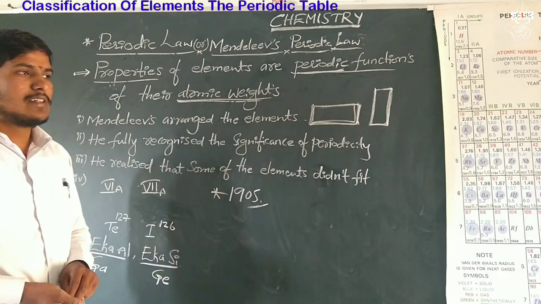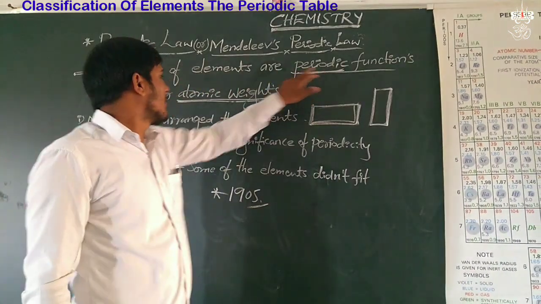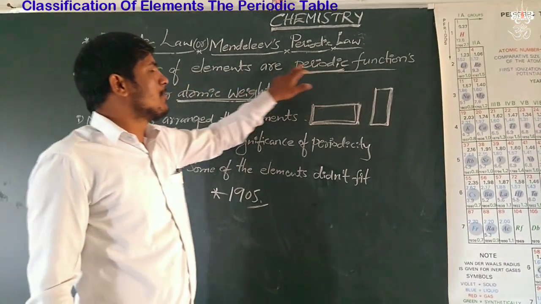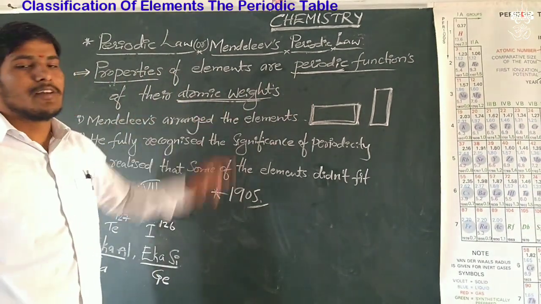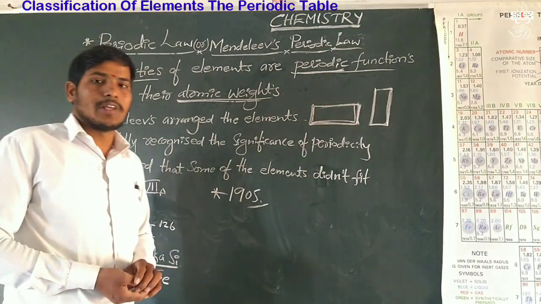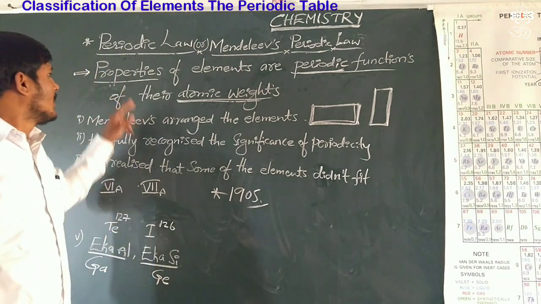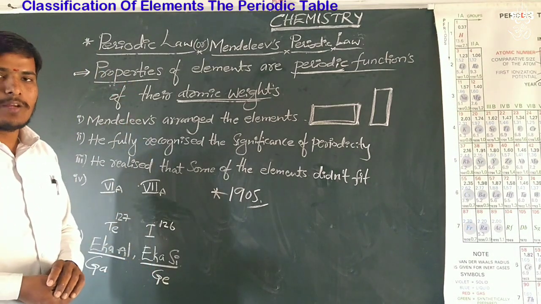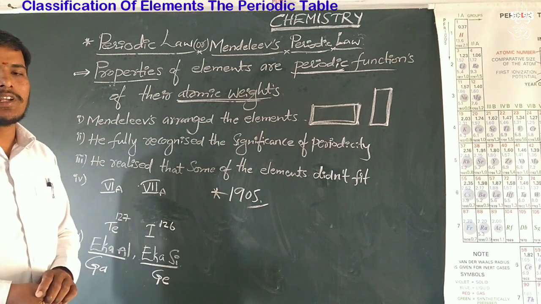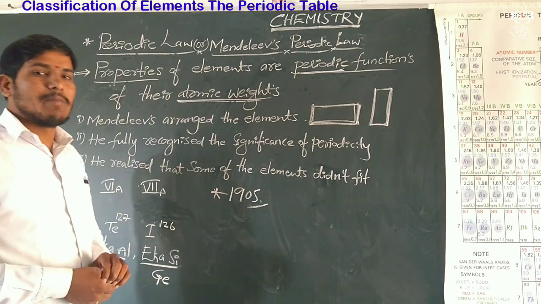What does it state? The properties of the elements are periodic functions of their atomic weights. What is meant by properties? Here, properties are classified into two types: physical properties and chemical properties. Physical properties means melting point, boiling point, and density. Chemical properties means the reactivity of an element with other elements, which is said to be chemical reactivity.